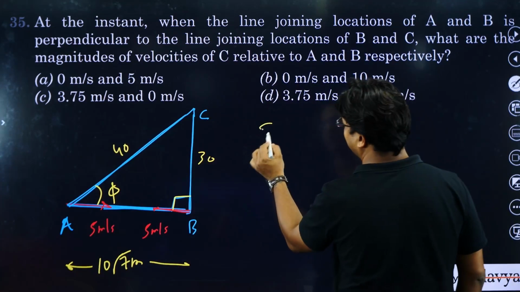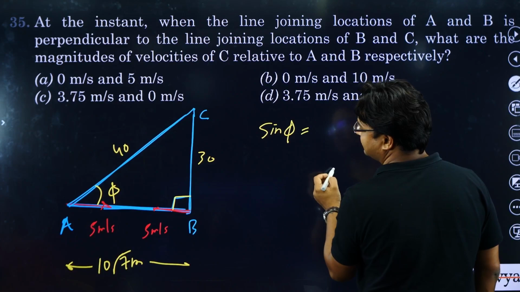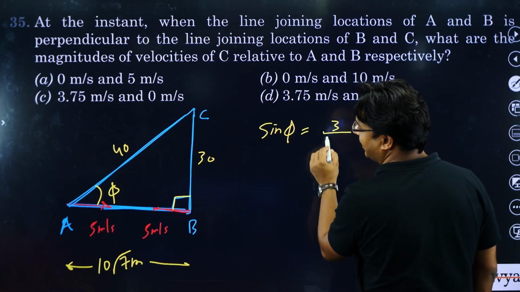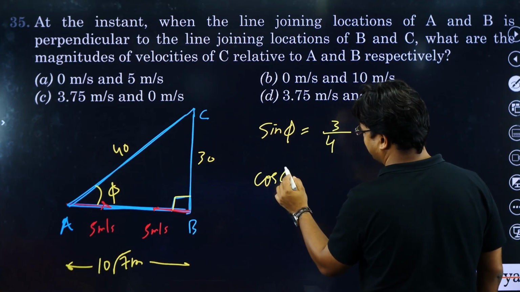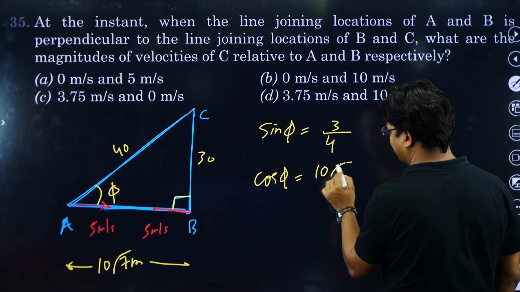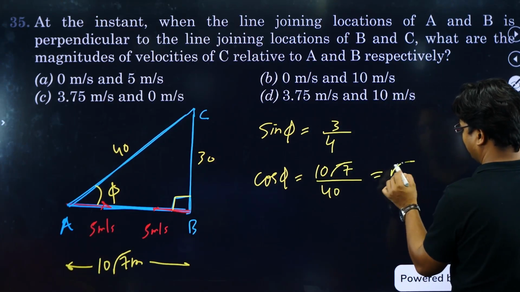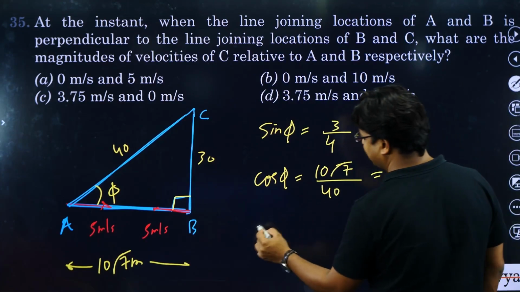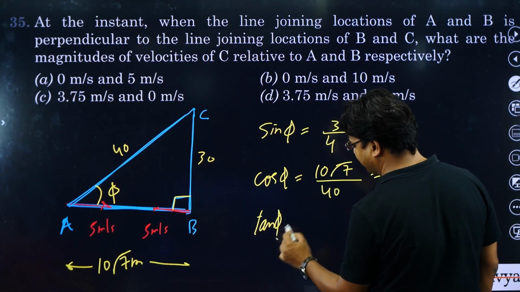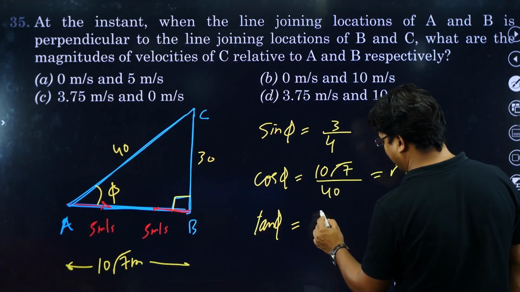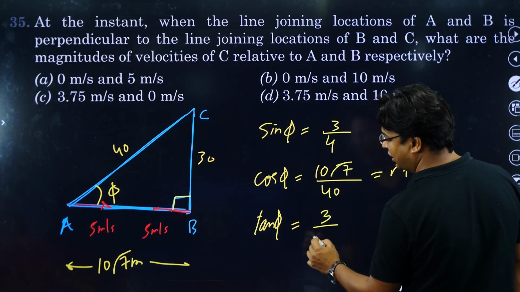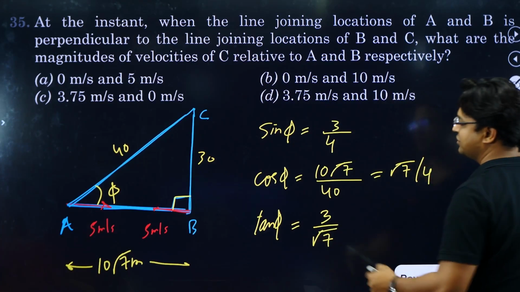Yes, we already know how much sine phi would be. Sine phi would be 3 by 4. We know how much cos phi would be. Cos phi would be 10 root 7 divided by 40, so that would be root 7 by 4. And similarly, if we need the value of tan phi, let's just write it down. We may or we may not need it. So that would be 3 by root 7. Okay, so sine, cos, tan we have written.